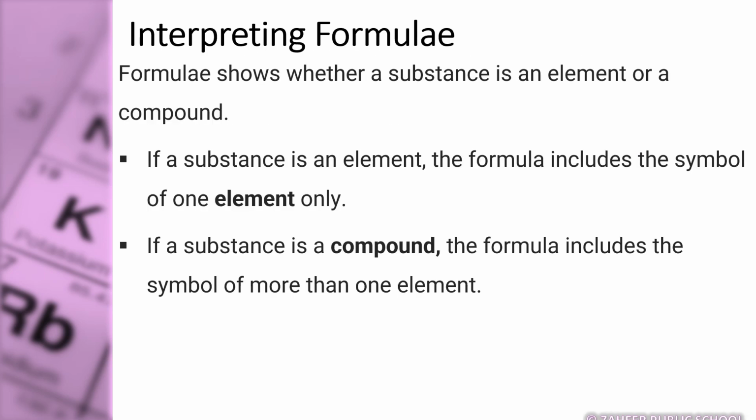Now, interpreting formulae. Interpreting means to explain. Formulae show whether the substance is an element or a compound. If a formula includes the chemical symbol of one element only, the substance is an element. And if a formula includes the chemical symbols of more than one element, the substance is a compound.